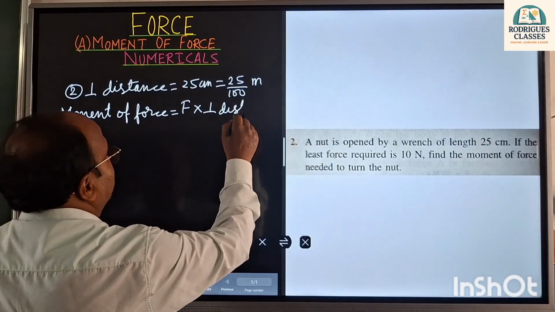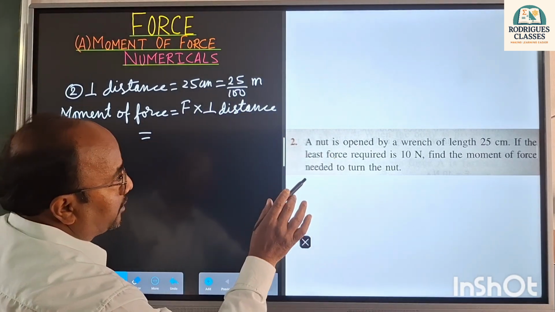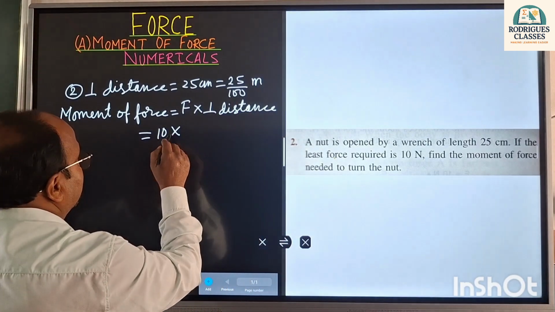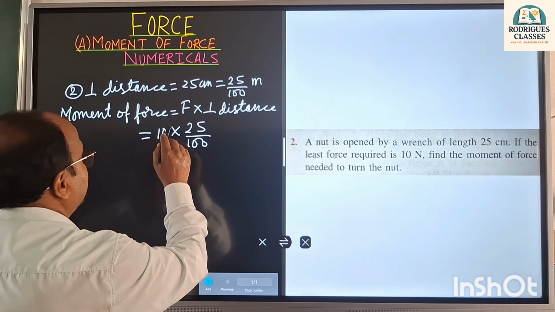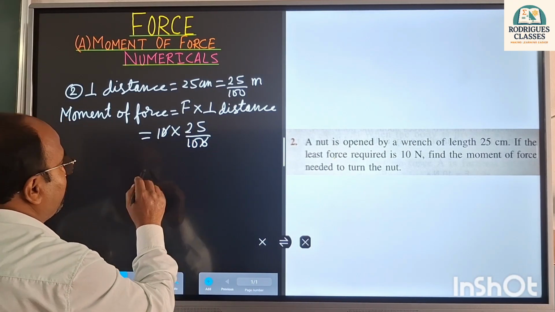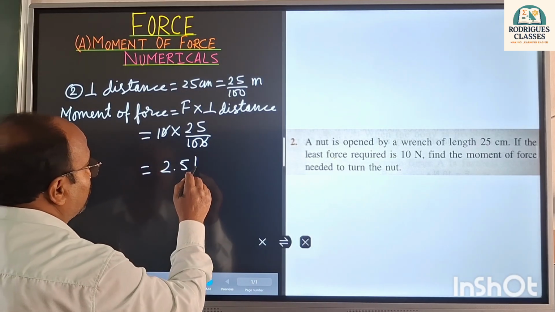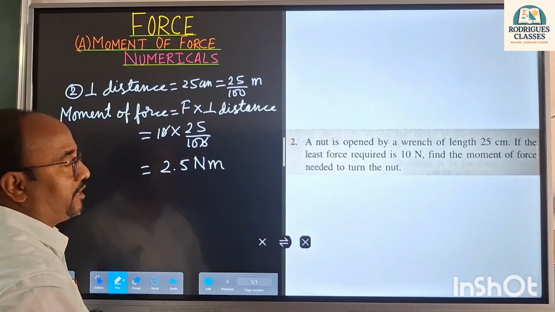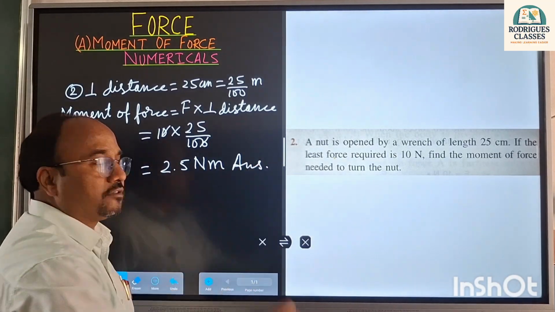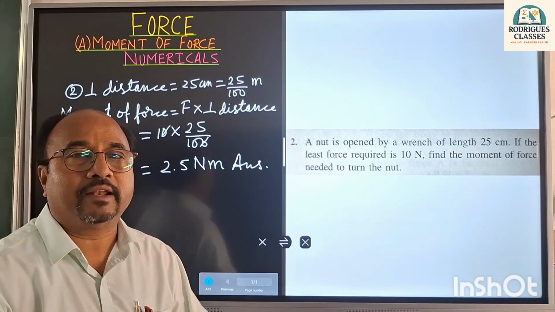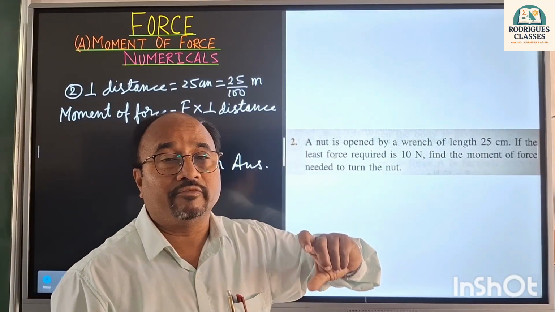Force multiplied with the perpendicular distance. So force over here is 10 into this one, the perpendicular distance, 1 0 cancelled, 25 by 10 we can put a decimal, 2.5. Moment of force we are calculating, the SI unit is Newton meter. So this gives us the answer. Again, the second numerical also is a very direct sum, but pay attention to what I have shown you, to convert the units whenever required.